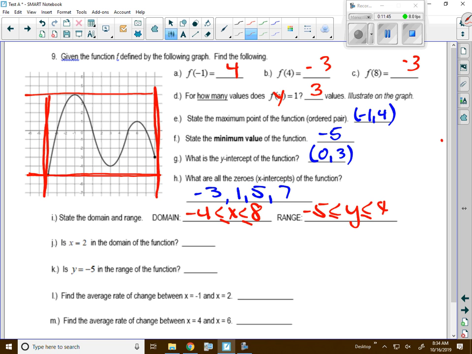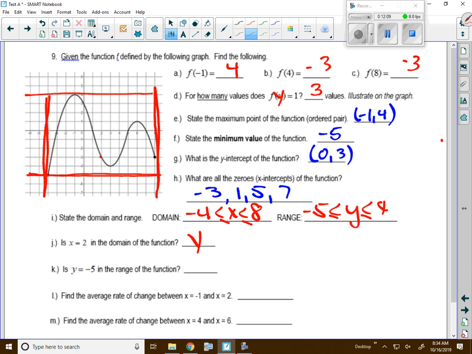Okay, so there's 2 different ways that you can answer the next question. It says, is x = 2 in the domain? Well, you can go up to your domain that you wrote and decide, is 2 between -4 and 8? Yes. Or you can go up here to your graph and say, does the graph cross it at 2? Yes. Okay, you can do either way that you want to on that one.